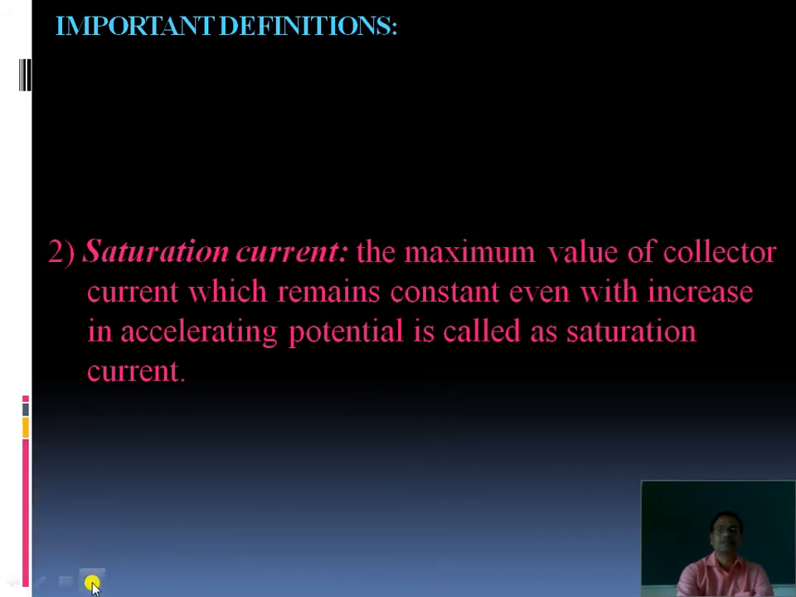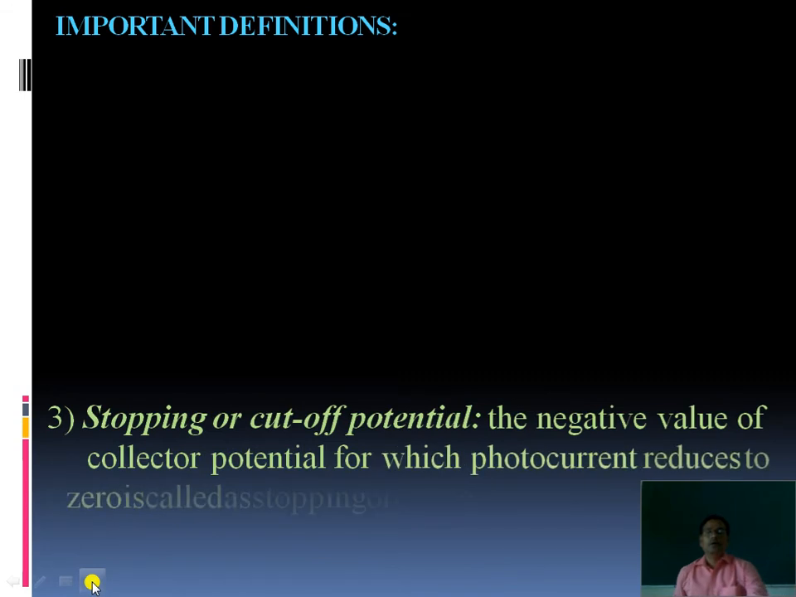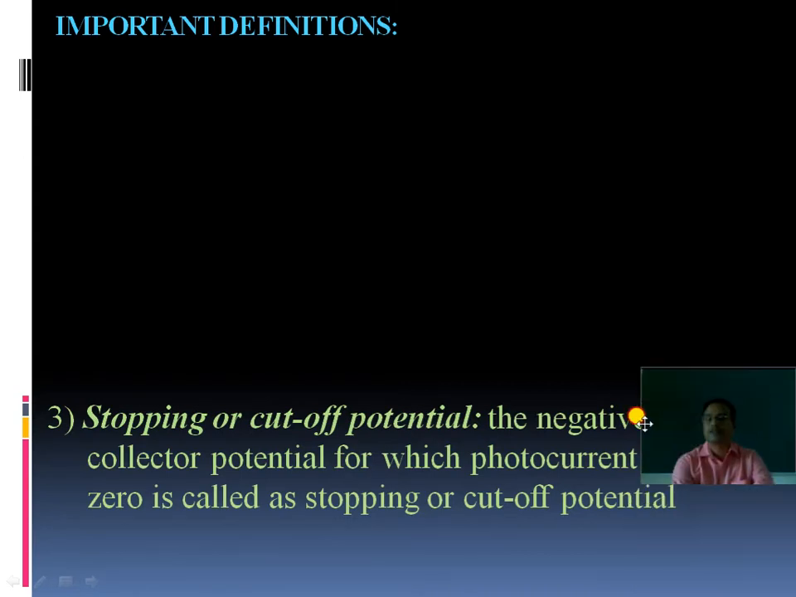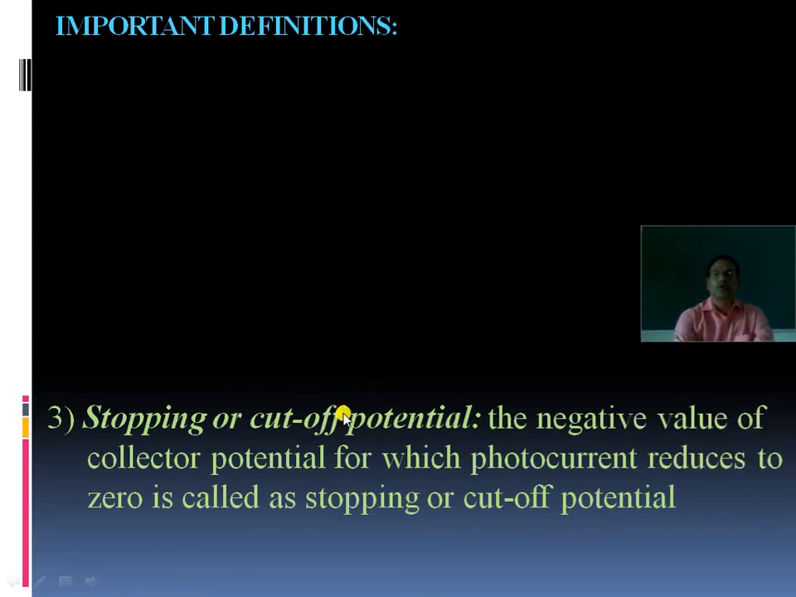Next, it is stopping or cutoff potential. This also we discussed many times earlier. If we go on increasing the value of negative potential given to the collector, it is observed that at some negative value the collector current reduces to zero. This is photoelectric current. This is potential. Here it is zero potential.